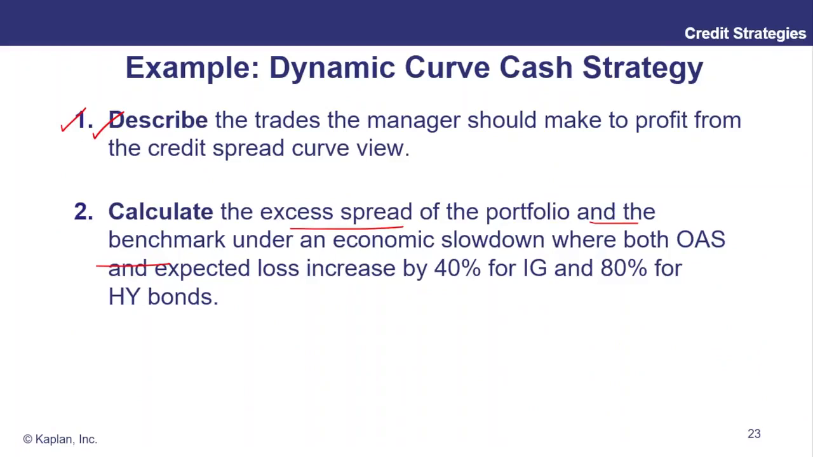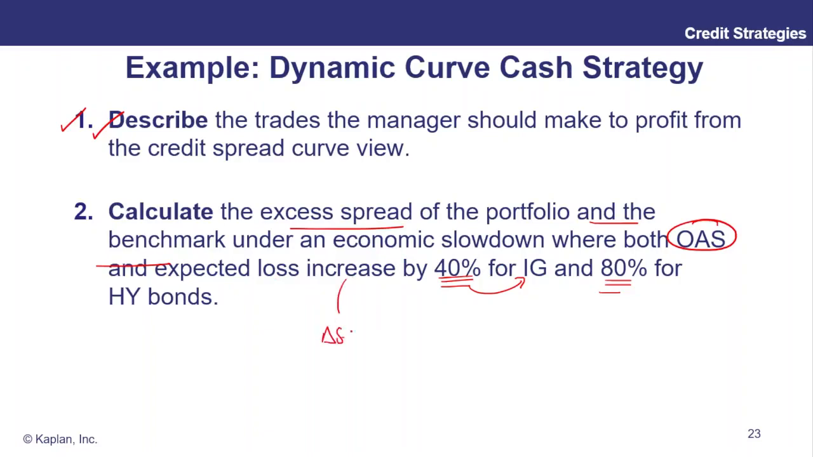Now, this is actually quite fiddly. When you buy the bonds, you lock in the original OAS, but we're now expecting the OAS to increase. That's what happens when we move into the slowdown. They're going to increase by 40% for investment grade names and 80% for high yield bond names. Right, that's what the delta S is going to be.